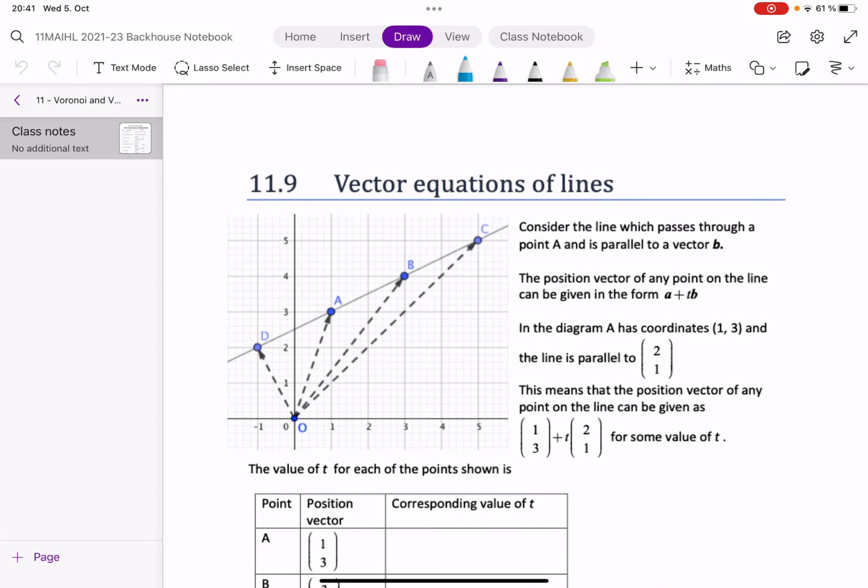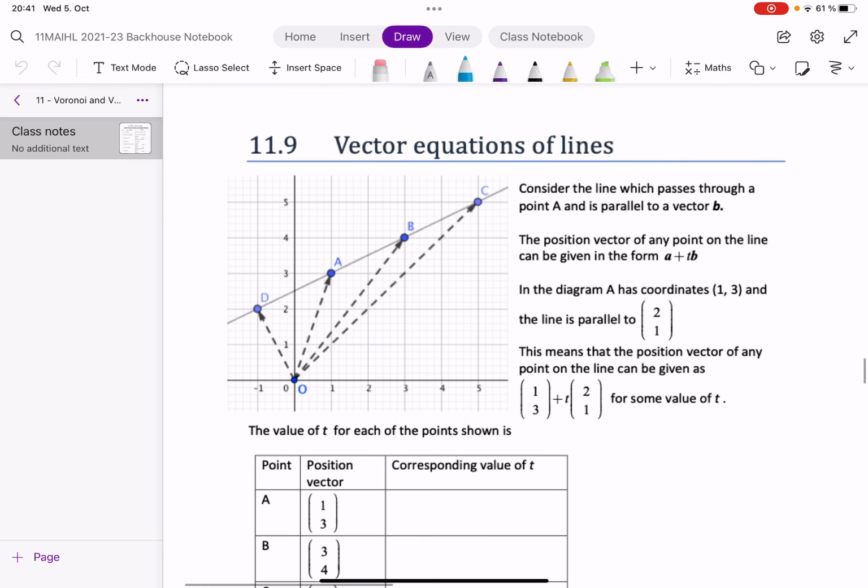Hi grade 12s. We are looking at the vector equation of lines today. This is 11.9, it's page 25 in your booklets.